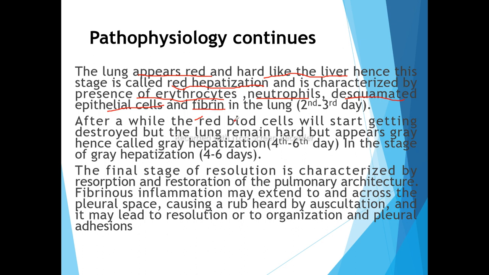Then after that, because there's increased vascular permeability, these red blood cells which have gone to the damaged area will be destroyed. So once they are destroyed, the lung will appear gray. So this stage is called gray hepatization, which occurs on the 4th to the 6th day.